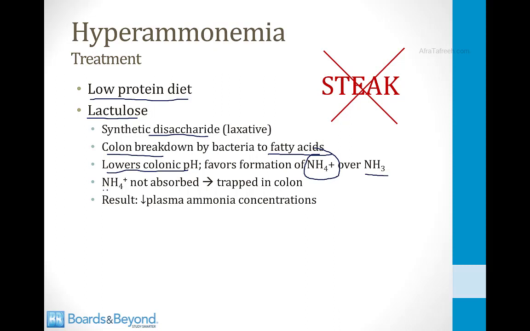The NH4 in the colon is not absorbed, and thus it is trapped in the colon, and as a result, you will lower the plasma levels of ammonia by giving patients lactulose and converting any NH3 that finds its way into the colon into NH4, which will then be trapped and excreted in the stool.